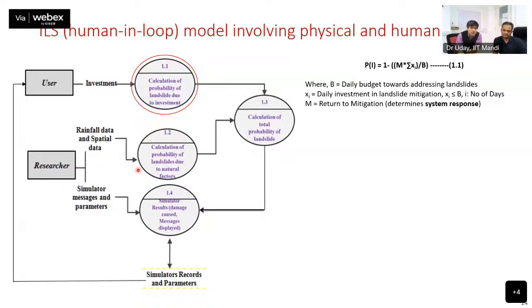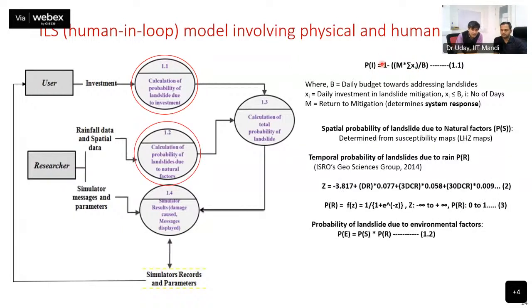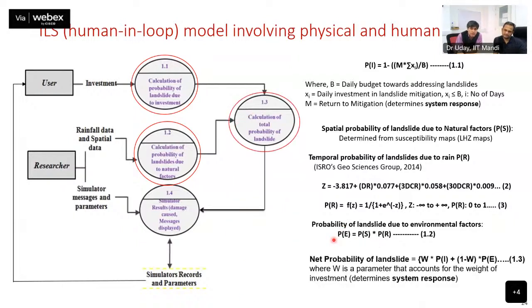So basically there are two probabilities of landslide. One is the probability of landslide because of investment, where the larger the investment, the smaller the probability. And the second is the probability of slides because of the spatial and the temporal aspect. Basically we treat these as independent in the model, and we multiply the two probabilities to get the total environmental probability of a slide. And the question is, how does the total probability get computed?